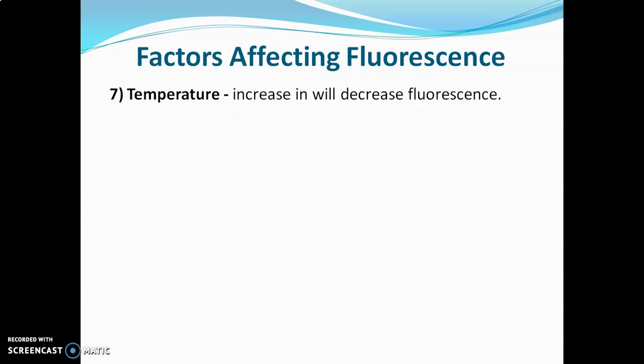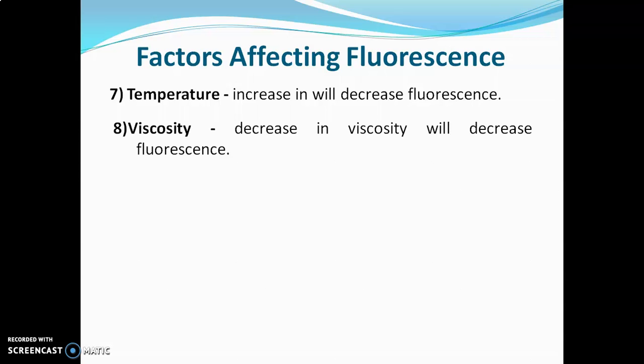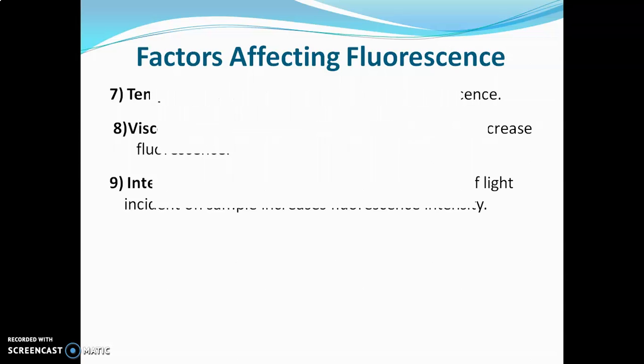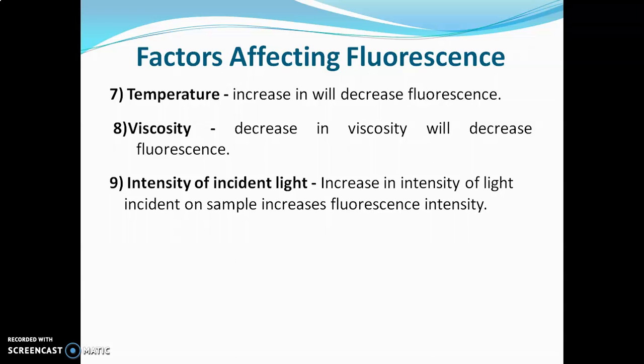Temperature. Increase in temperature will decrease fluorescence. Now viscosity. Decrease in viscosity will decrease fluorescence. Last is intensity of incident light. Increase in the intensity of incident light on the sample results in increase in fluorescence intensity.